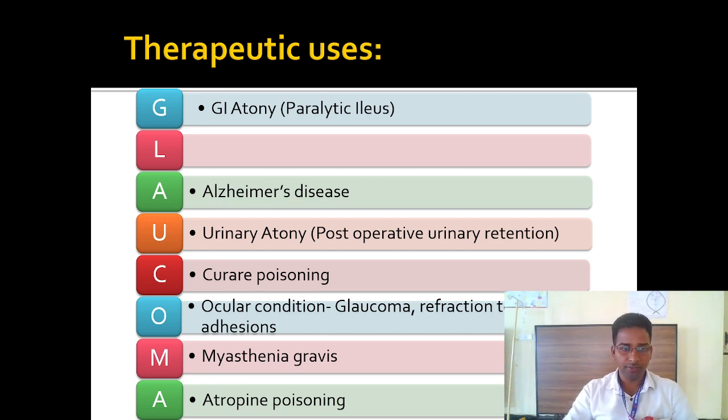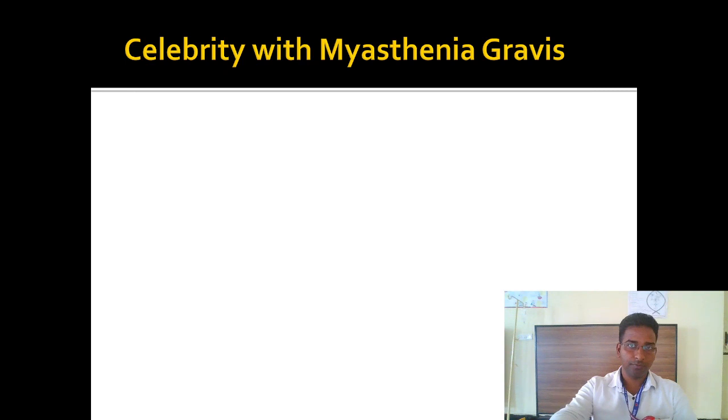Then myasthenia gravis, that we will study in detail, and atropine poisoning: as an antidote in belladonna poisoning or atropine poisoning, we can use physostigmine. So these are the list of therapeutic uses of our indirectly acting cholinergic drugs.